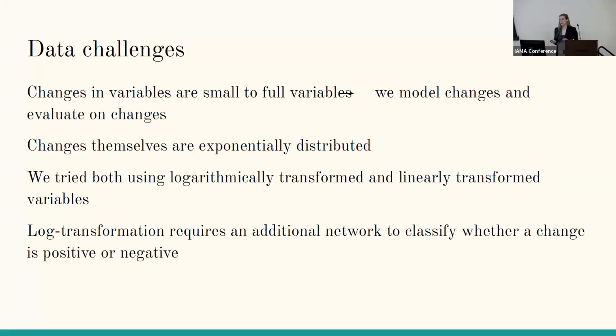The data distribution was quite challenging. The changes in the different variables can be very small compared to the actual variables, but we do want to get the changes right. So we don't learn just the next mass, because what happened there is we just kind of predicted constant masses, but we want to train on the changes. And also the changes themselves have kind of an exponential distribution. And we played around with different normalization and transformation techniques.